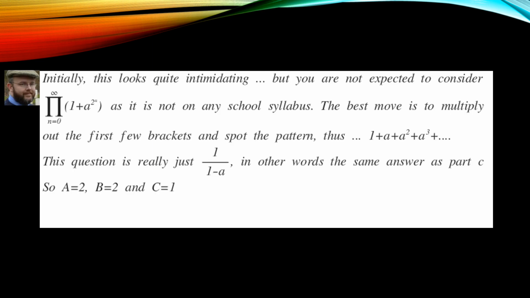So after a little bit of scratching of the head, I thought I'm just going to multiply out a few of these brackets and see what happens, and of course once I did that, I spotted a very nice pattern. It just becomes 1 plus alpha squared plus alpha cubed plus alpha to the power of 4, etc., etc. I used an ellipsis there. You can see my solution from Newton's notation. Right, so this question really is the same as a geometric series summation, and that's 1 over 1 minus alpha. We've already done that in part C, so the answer is a is equal to 2, b is equal to 2, and c is equal to 1.